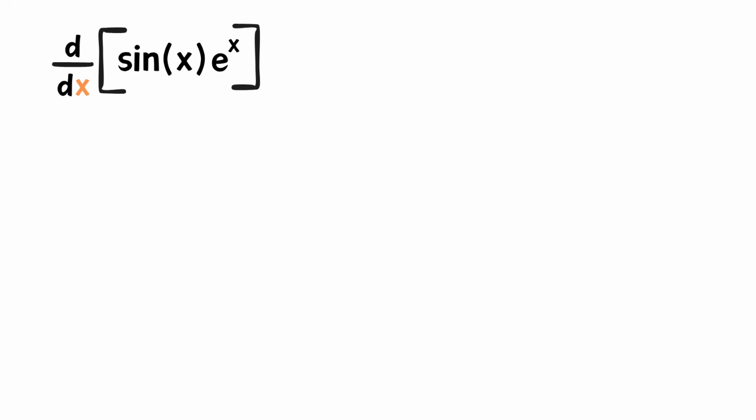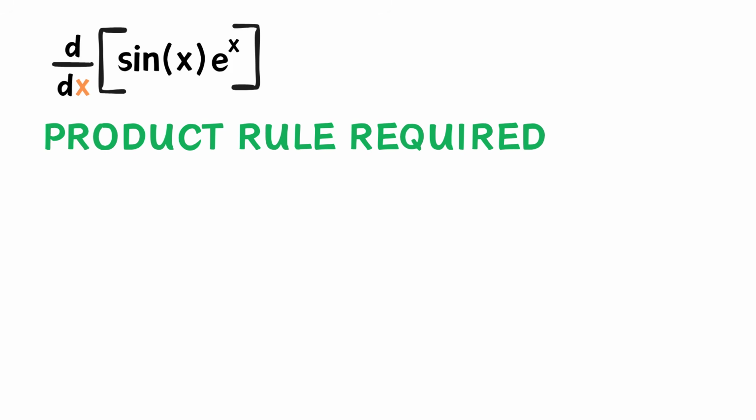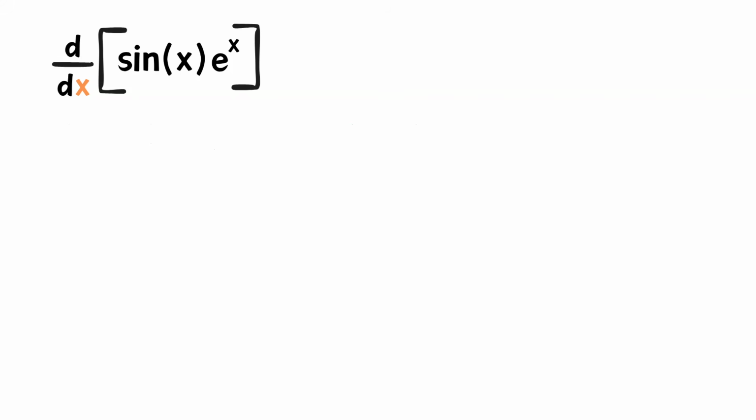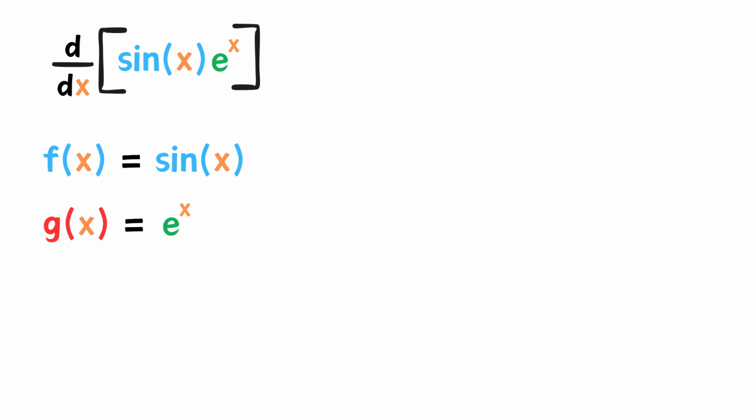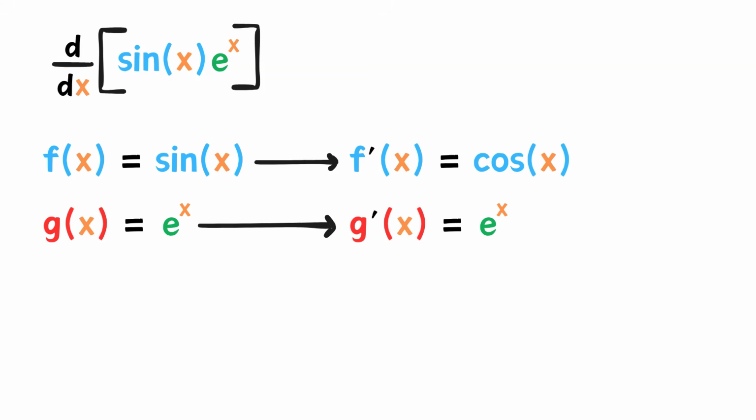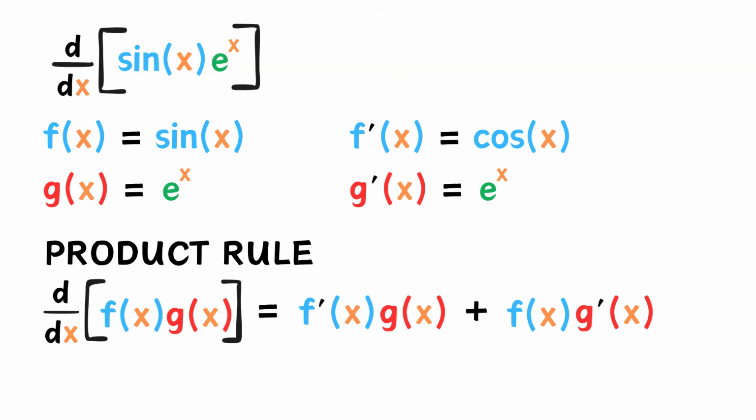For this one, we'll also have to use the product rule because we have two functions that are multiplied together. To begin, let's make f of x sine of x, and let's also make g of x e to the power of x. The derivative of f, or sine of x, is cosine of x, and the derivative of e to the x is just e to the x. So now, we can use the product rule's formula.